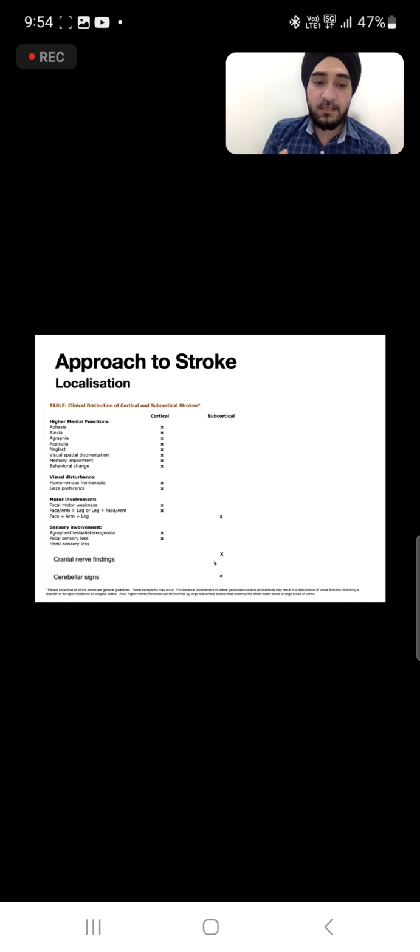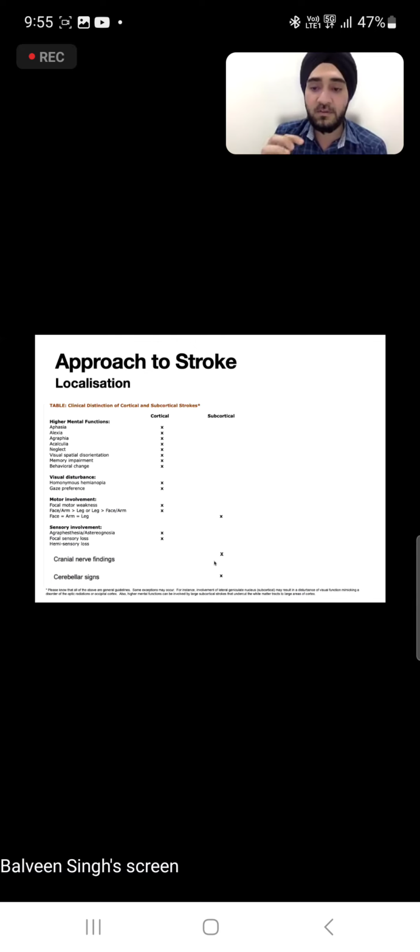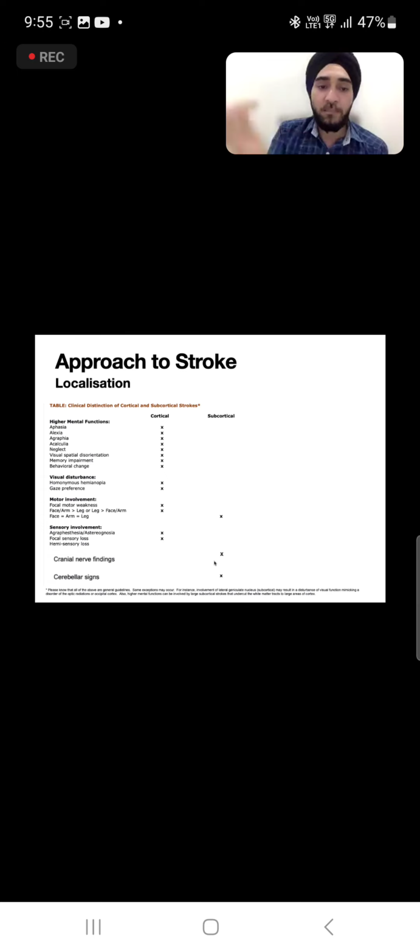And again, all these above mentioned things, they are general guidelines. There are lots of exceptions. For example, lateral geniculate nucleus, although it is subcortical, it may still result in a disturbance of visual functioning, which mimics a disorder of the optic radiation pathway or occipital cortex dysfunction. So these are all general guidelines that we have to follow. And trust me, if you follow them in a general way, things become more and more easy.